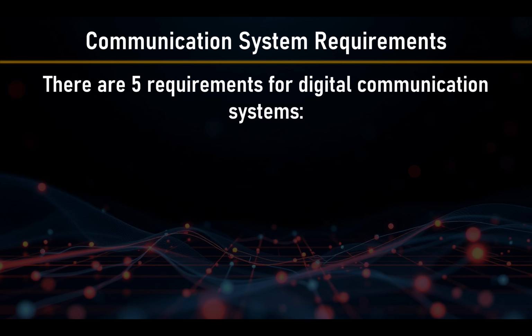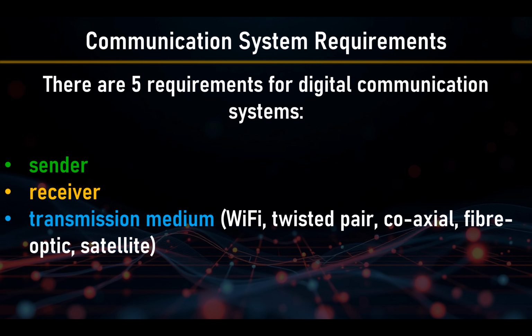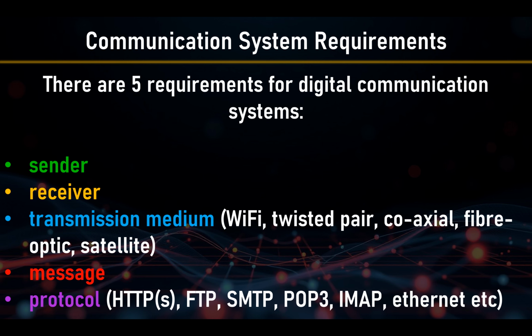Alright, so if we go on to the next part, it's going to be communication system requirements, and there are going to be 5 requirements for digital communication systems. The first one, there has to be a sender. If there's a sender, there also has to be a receiver, otherwise you're just sending it into empty space. There has to be a transmission medium, for example, Wi-Fi, twisted pair, coaxial, fibre optic, satellite, etc. Also, of course, there has to be a message, so actually data that you're sending. And finally, there has to be a protocol, some of which we mentioned.